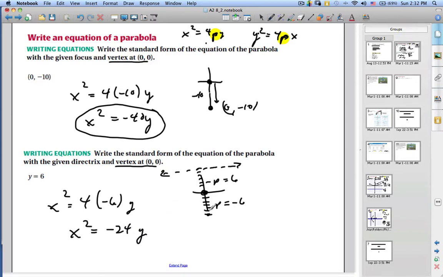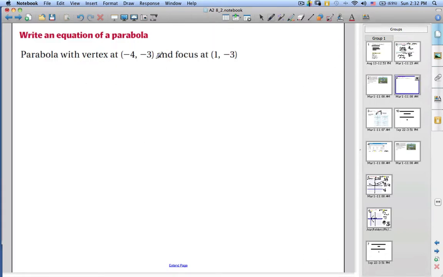Okay, so the directionality of the move helps me to identify which of these forms I'm in, and the distance of the move lets me figure out that it's P. If I'm moving up or down, I would be in this form. If I was moving right or left, I would be in this form. Okay, so let's see that with a slightly different scenario.